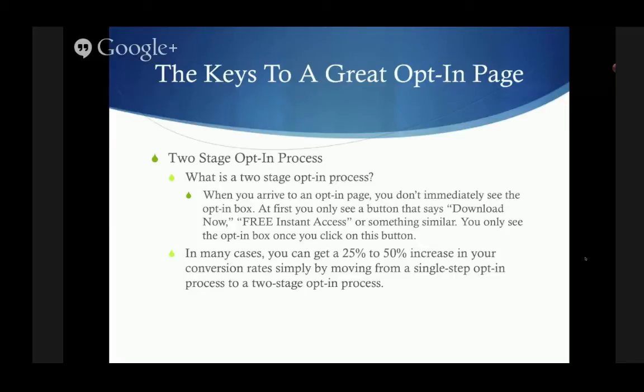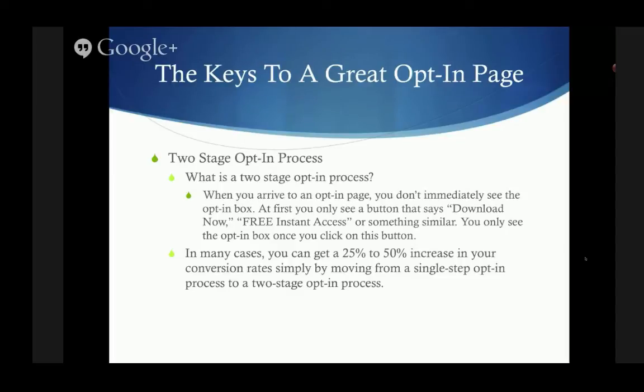So you'll definitely want to move, if you have a current one-stage opt-in process, over to the two-stage opt-in process. And there's a lot of services out there now. Leadpages does it. Some WordPress plugins like WP Profit Builder, I believe Optimize Press also does that. They allow you to create two-stage opt-in processes very easily.